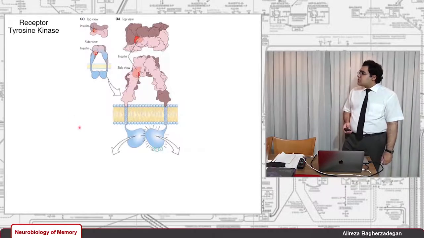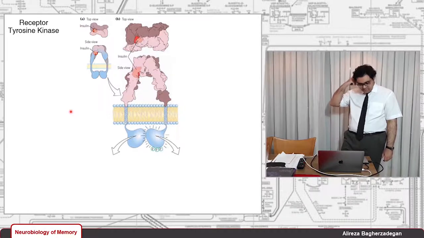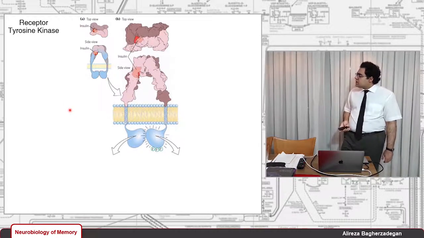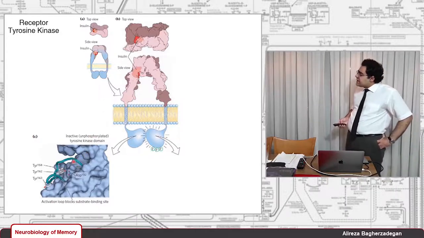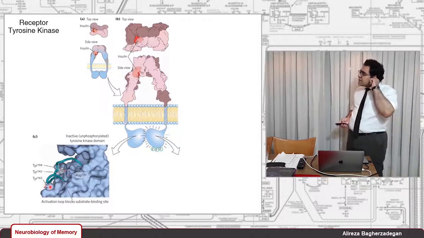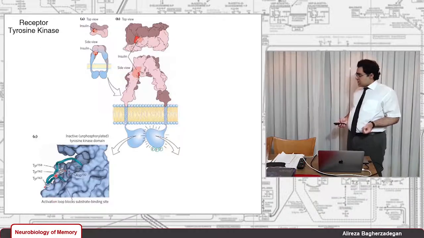Receptor tyrosine kinase, another enzyme-coupled receptor. This one is a receptor for insulin. These two are kinase domains here on the cytosolic side. This is the inactive kinase domain of this receptor tyrosine kinase. The reason it is inactive is that there is an activation loop, which is forming, with two amino acids forming some hydrogen bonds here.